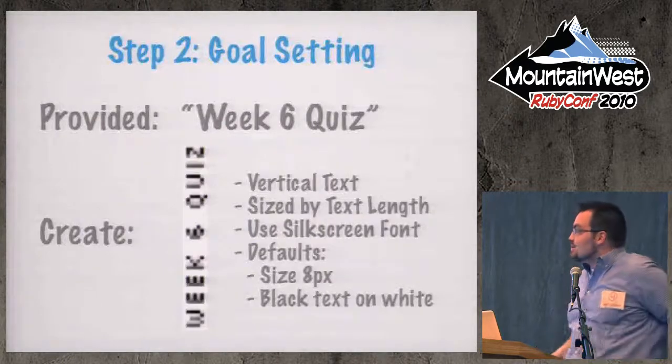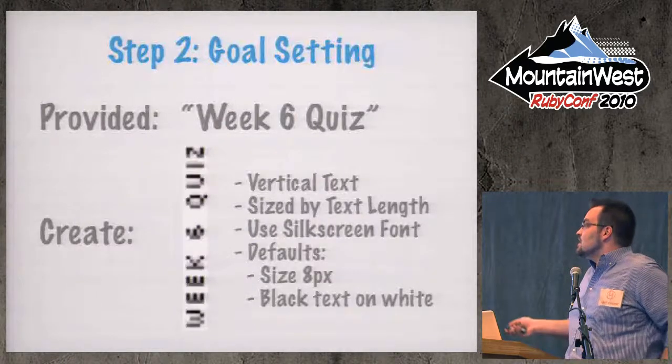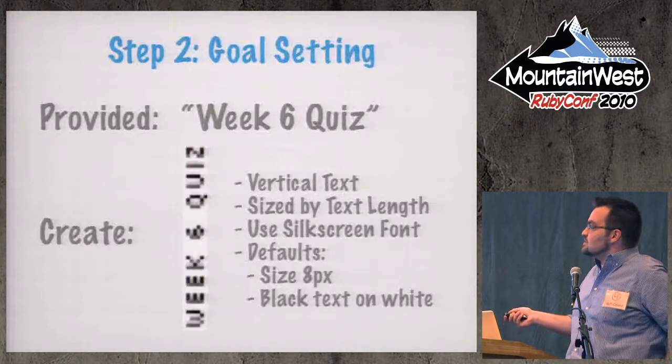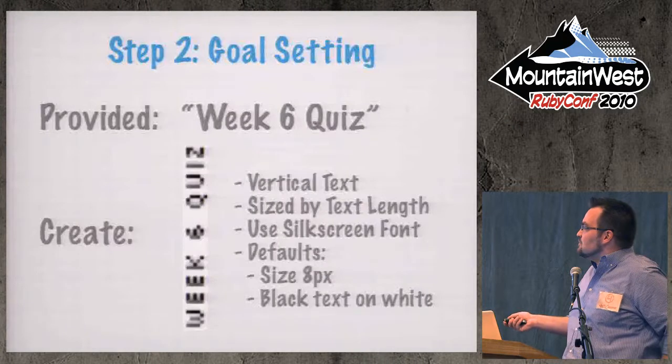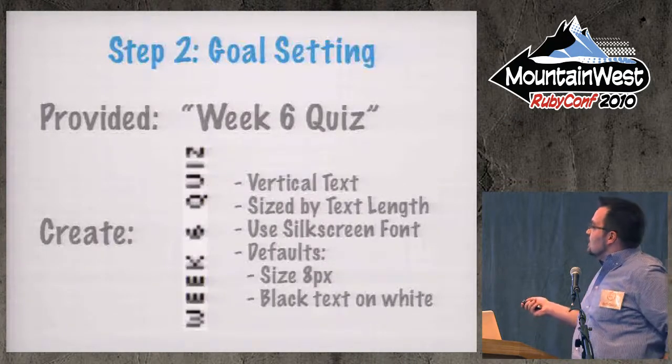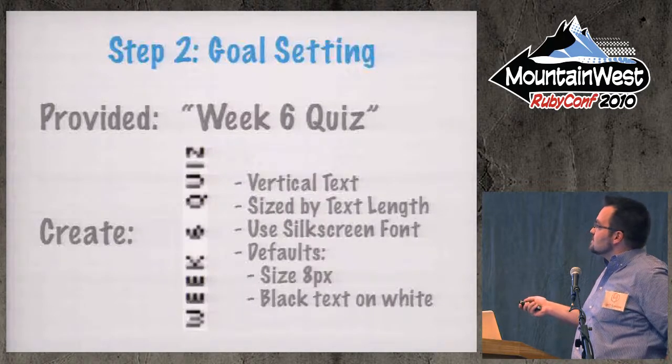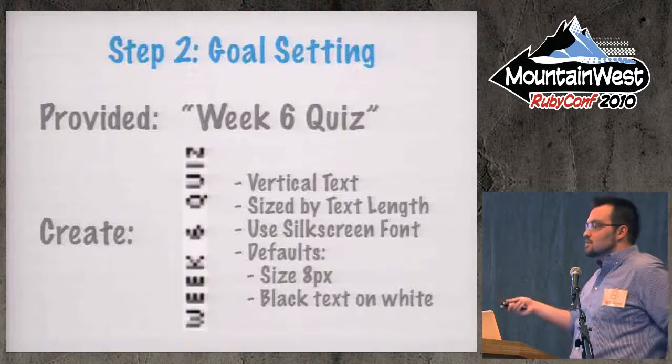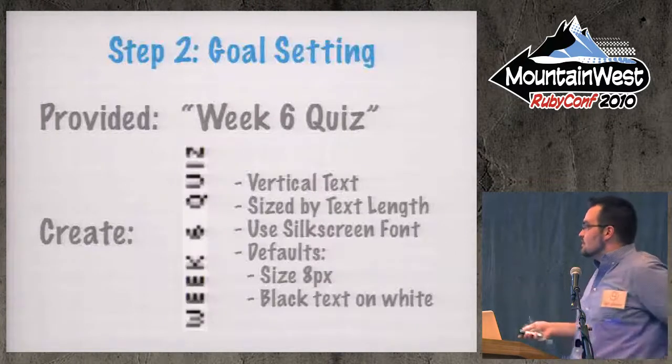Provided a string like week six quiz, the name of an assignment, I want to create an image that looks like this. It's vertically oriented, reads bottom to top, tilt your head taco style, and you can read it, week six quiz. It's more or less sized by the text length, so I don't want to automatically have a 200 by 200 image. I want it properly sized to the length of the text.